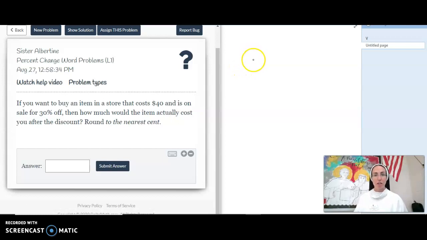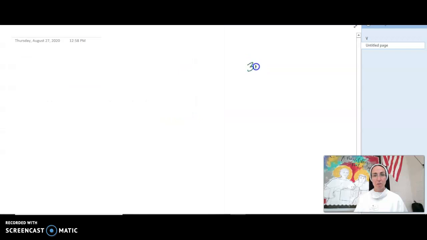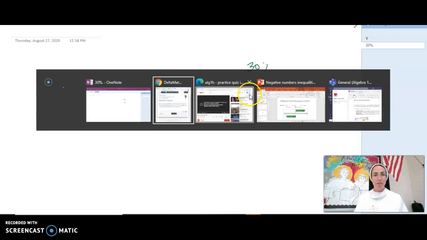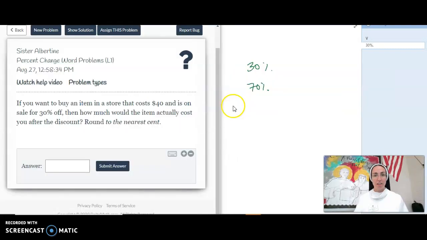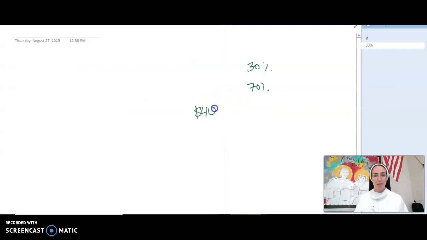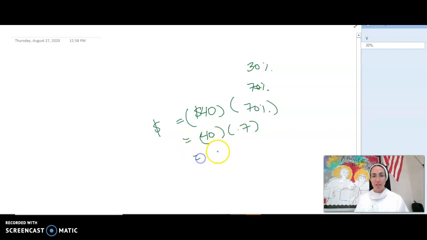So remember in class, we talked about if something is 30% off, then you pay 70%. So if I started with $40, the shirt is $40 or whatever you're buying, and it's 30% off. It's the same thing as saying times 70% is the amount that you actually pay, because you're only paying 70%. So this is 40 times 0.7, which is going to be $28.